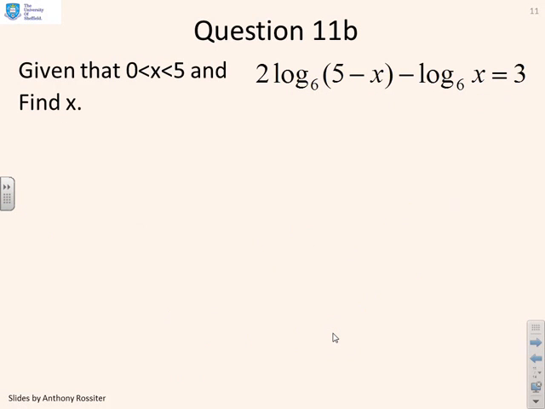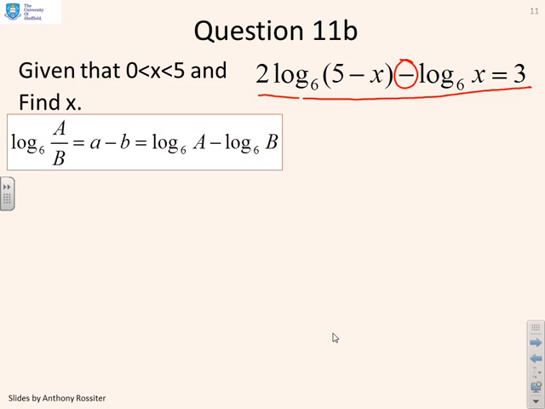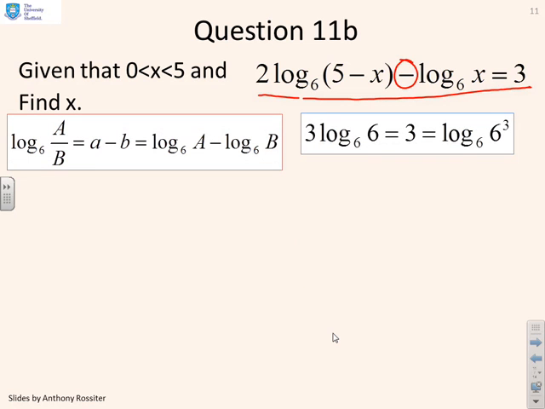Next question then. Here we've got the same sort of problem, and you'll notice a minus in there between the logs, so we think we're going to need the quotient law. We've got log to the base 6, so it's quite possible that we're going to want to do the log 6 rules, things like 3 log 6 of 6 is 3, and so on. So let's make a start on this particular problem.